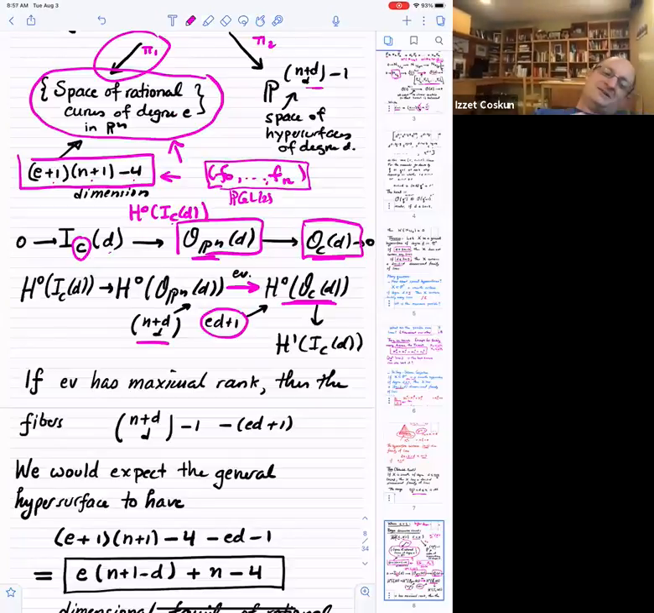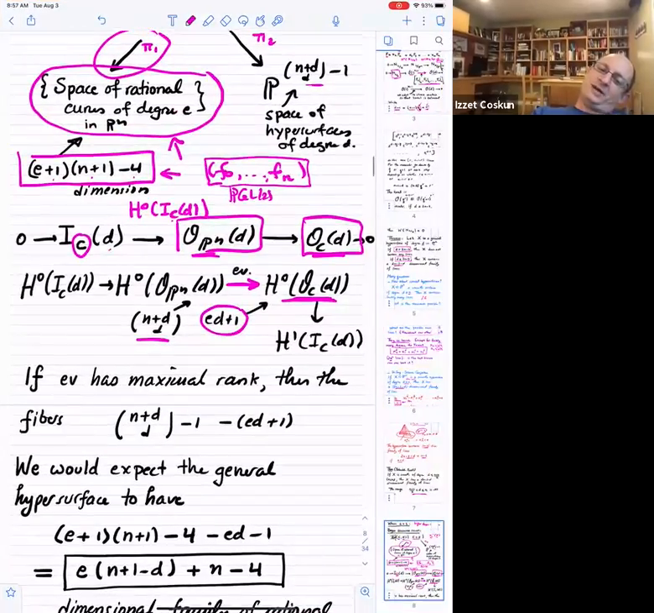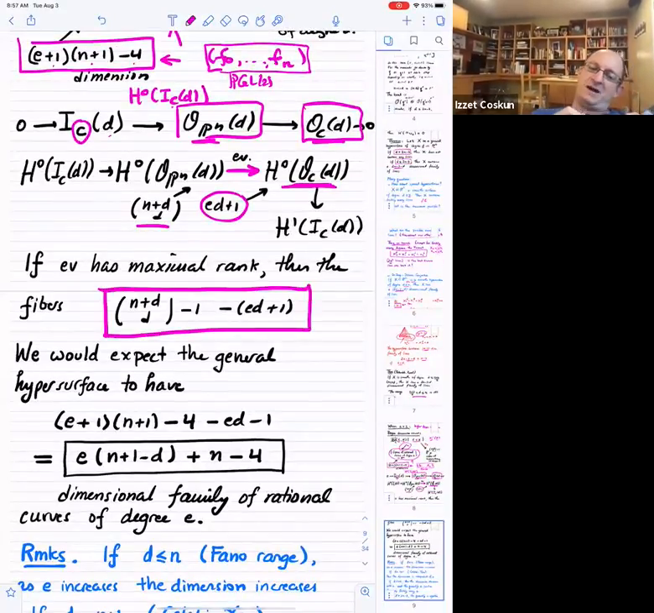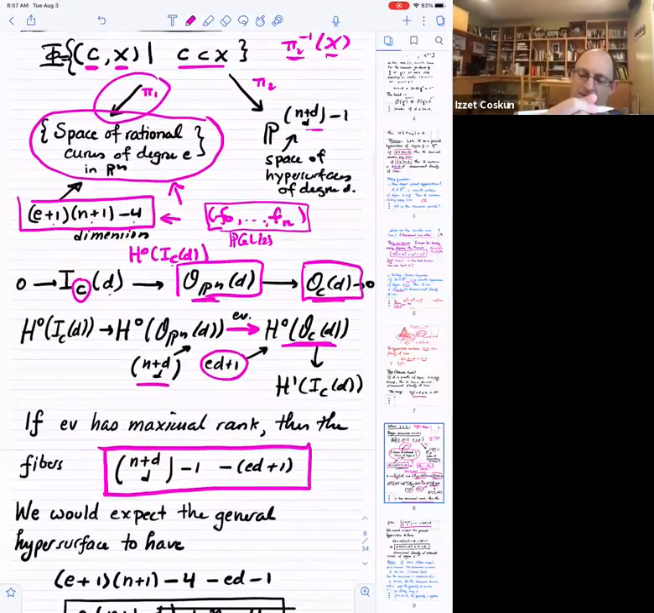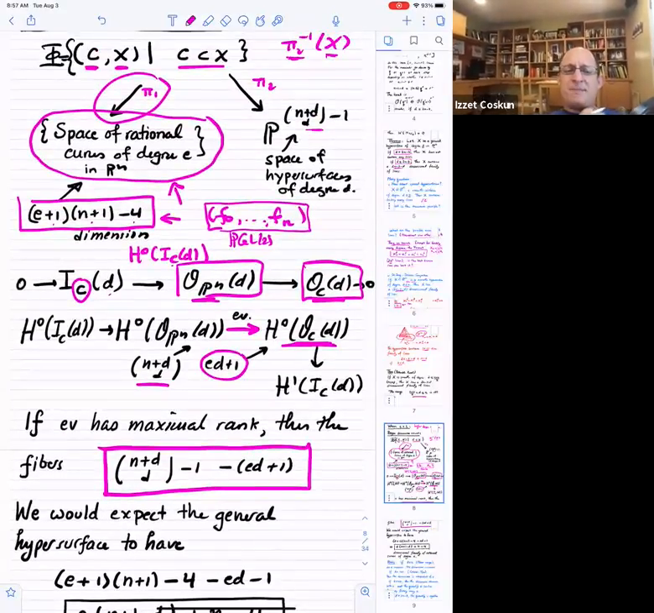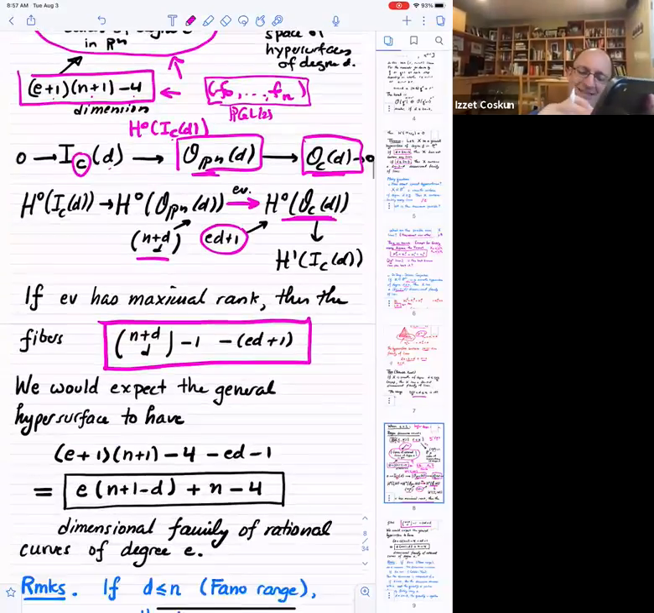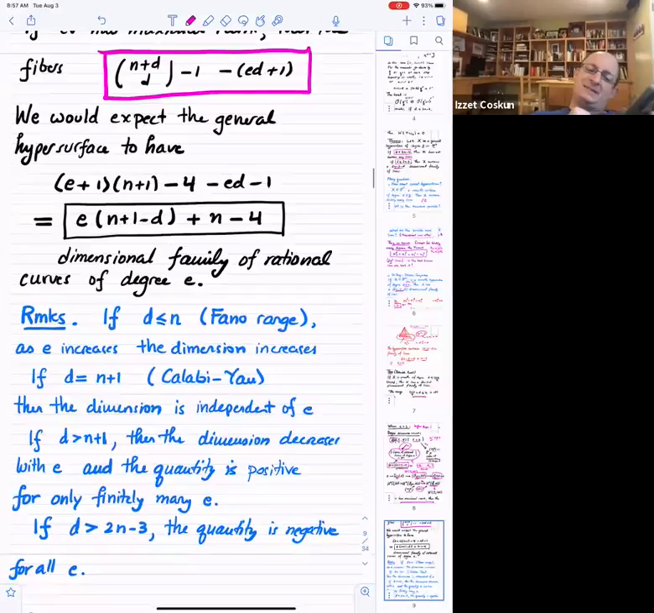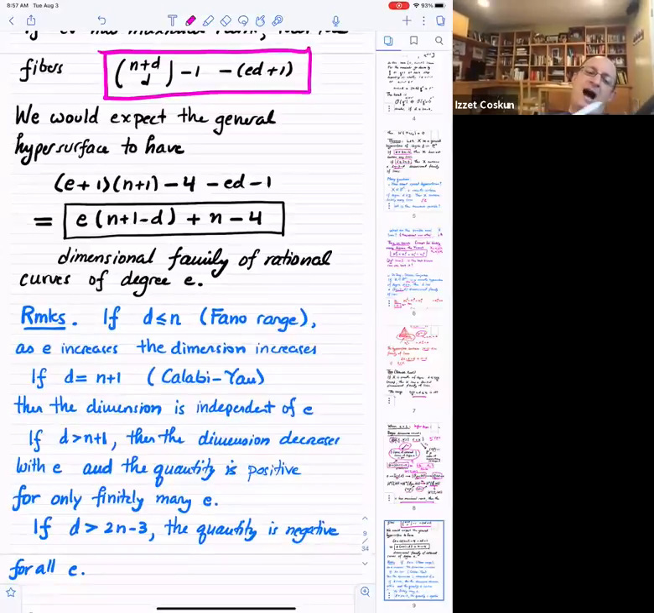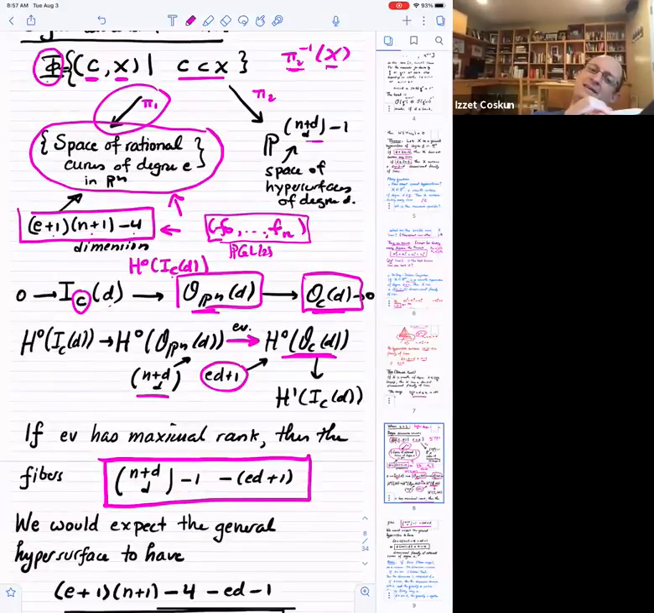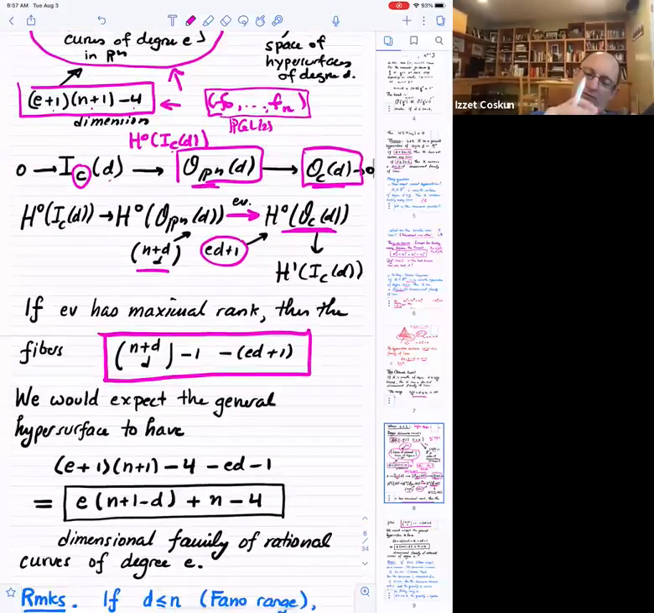So let's do this. If we pretend that this evaluation map is surjective, which it isn't in general, then there's an expected dimension for the fiber of this pi1. Of course, there will be special curves where this dimension will jump. So I no longer know that this Phi is irreducible, and I don't know its dimension. But I expect something: there's an expected dimension for this Phi, and that gives me an expected dimension for pi2 inverse of X.